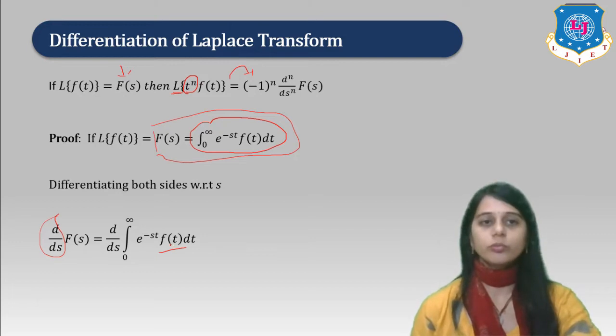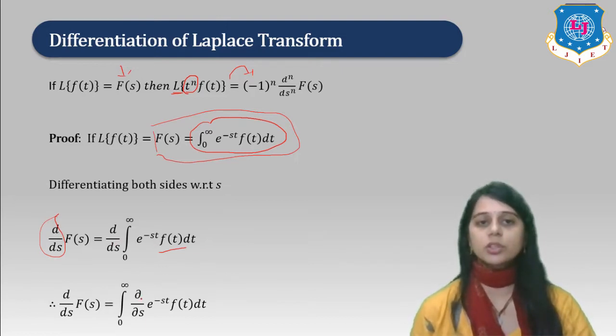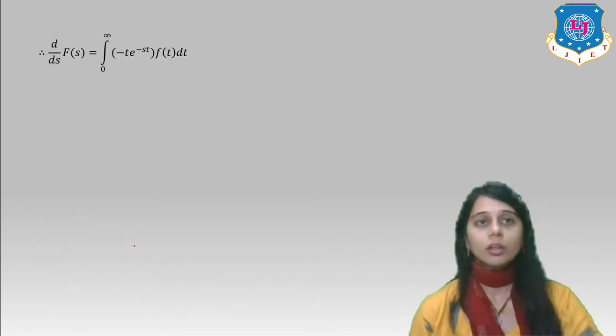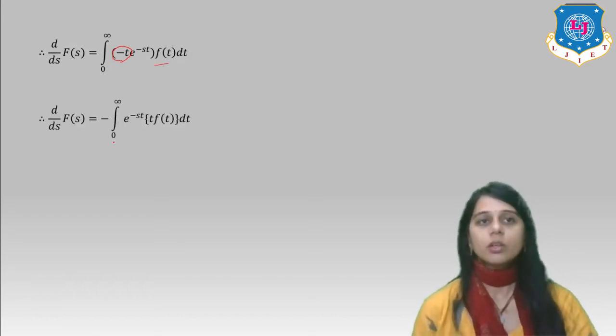Now d by ds f of s equals the integral from 0 to infinity of del by del s, because we are taking the differentiation inside the integration. So it is del by del s of e raised to minus st f of t dt. The differentiation of e raised to minus st is e raised to minus st into minus t. So d by ds f of s equals minus the integral from 0 to infinity e raised to minus st t f of t dt.